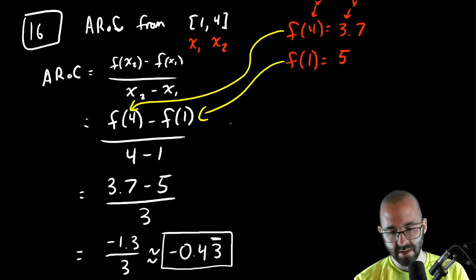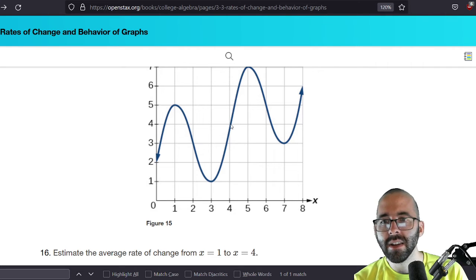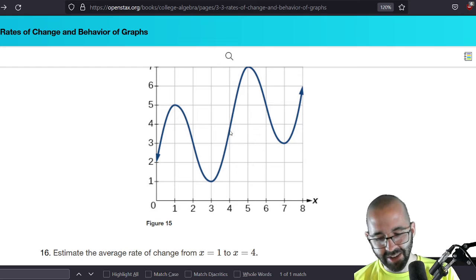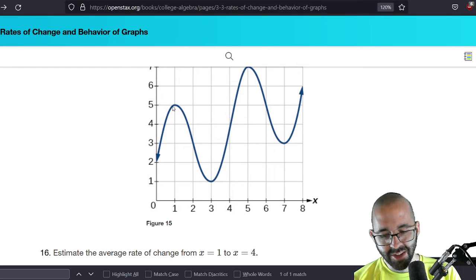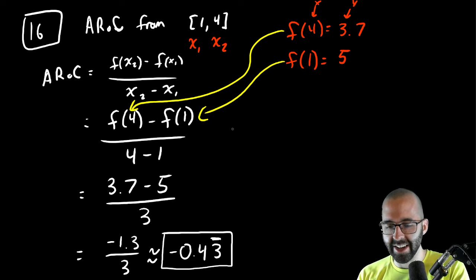Wait. Yeah, 4 is down here. I'm not losing my mind. Is that actually just across here? No, it's definitely down. We have a negative slope of about 0.4. Whew. I might be losing my mind today.